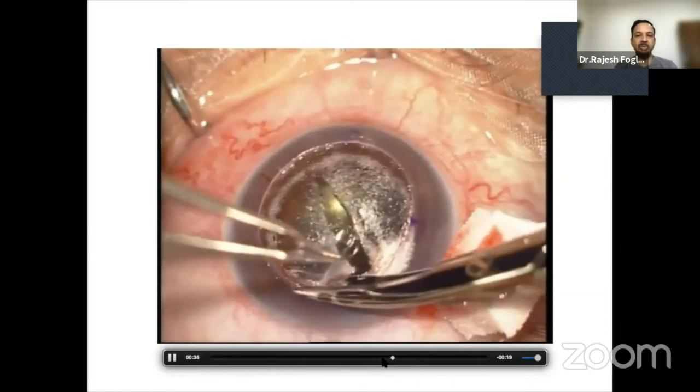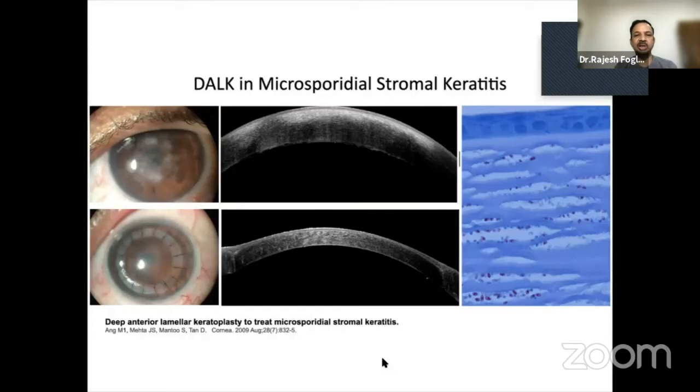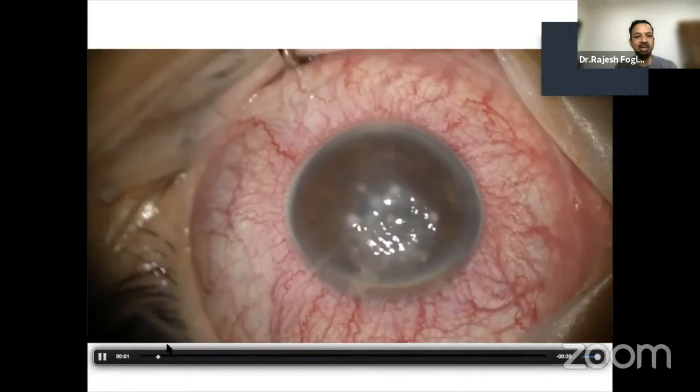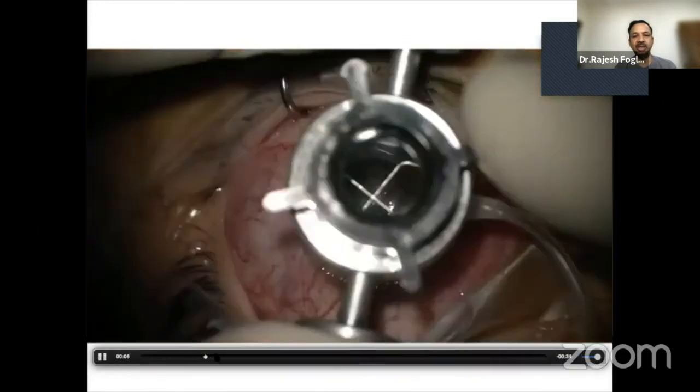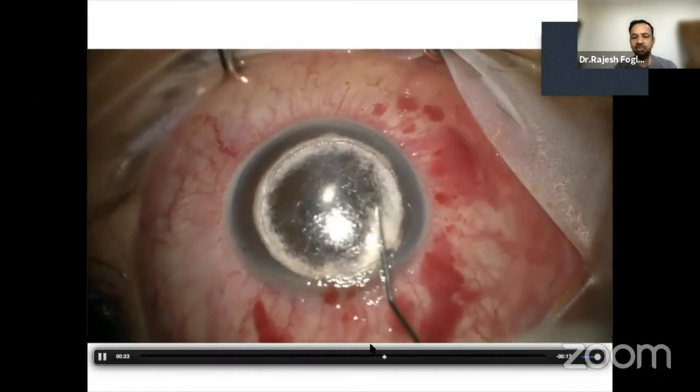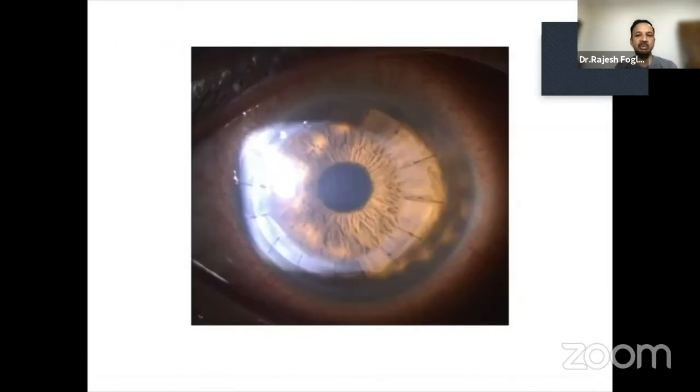So the advantage of big bubble is it removes all the residual stroma, and thereby it can eliminate all the infected tissue from the cornea. This is again a patient who had a SMILE performed and then ended up with an infective keratitis. So here also a big bubble DALK was performed with a good post-operative outcome.